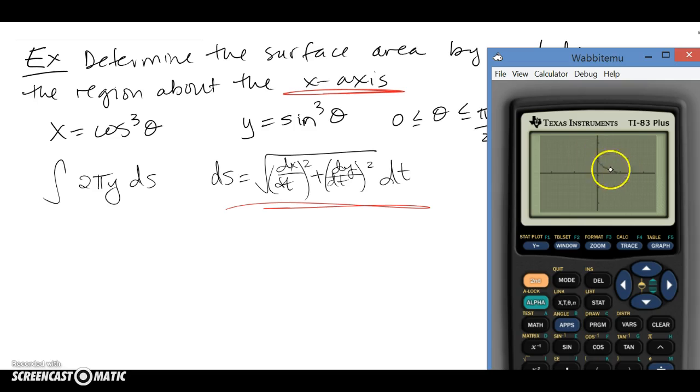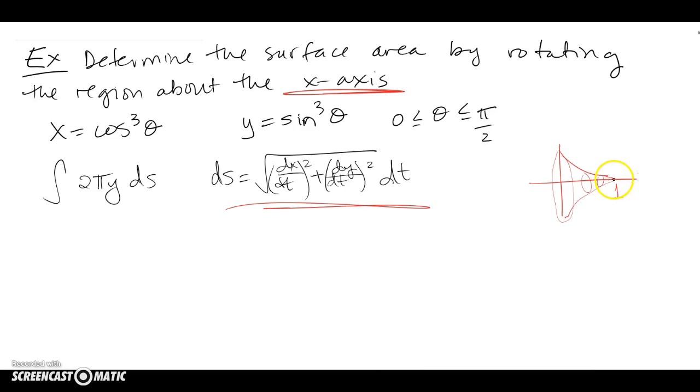So I'm looking at rotating this region about the x-axis. So this is my curve, and I'm rotating it about the x-axis, and it's going to generate a surface area, so the outside area of this thing that I'm looking at. I'm going to go find my dx dt and dy dt and see what happens.